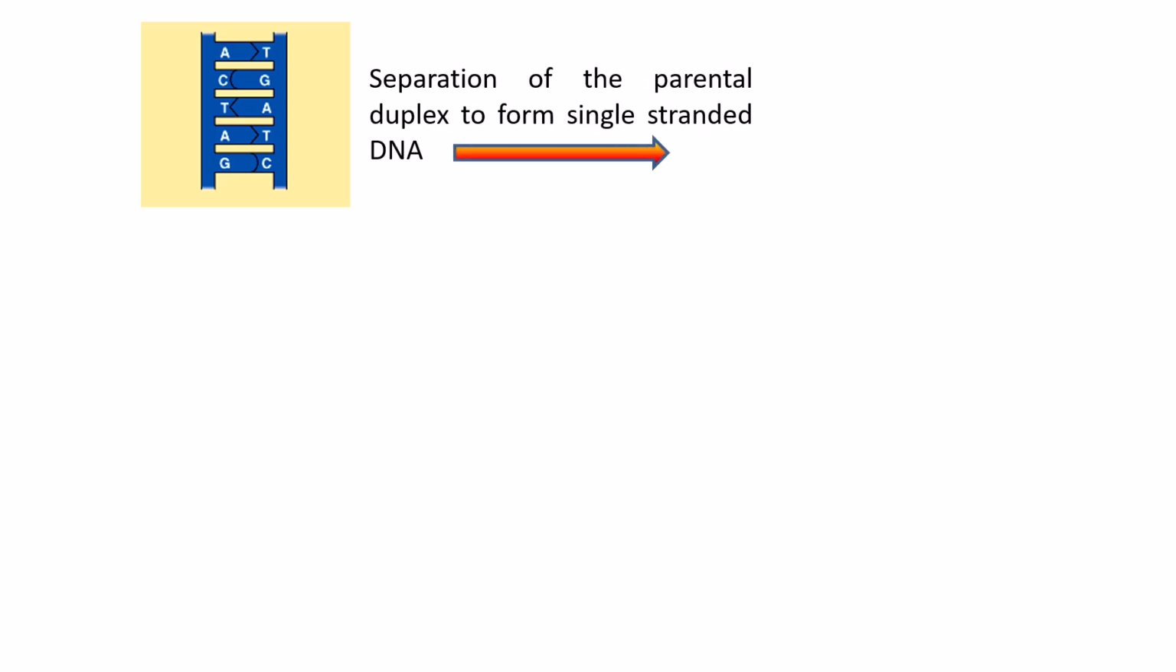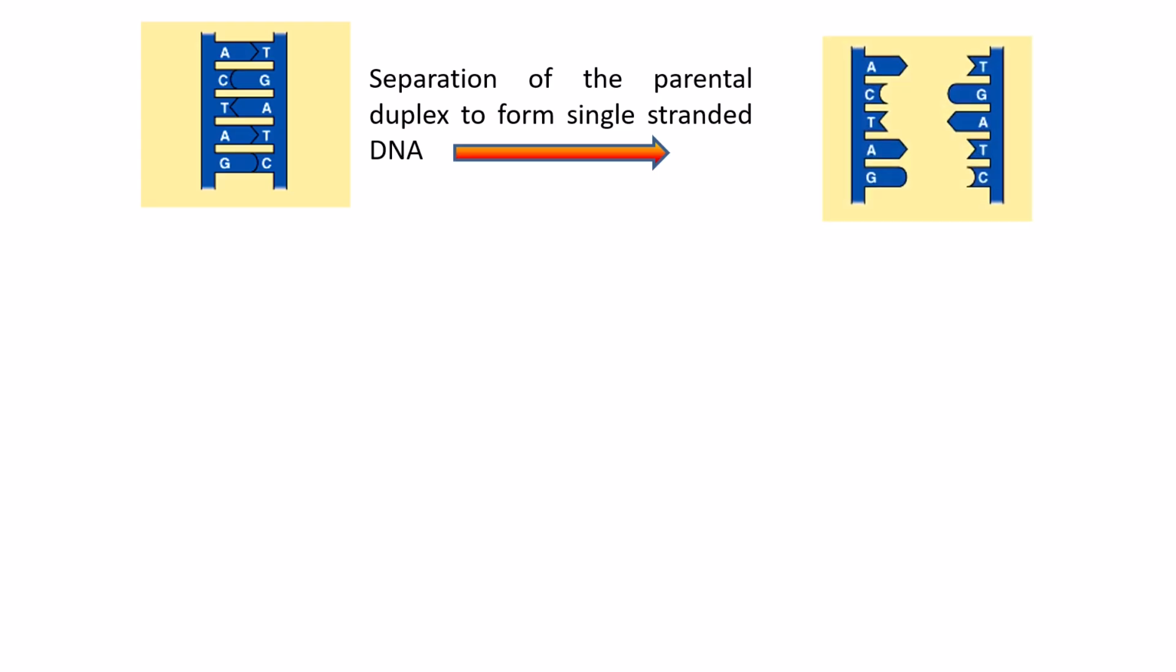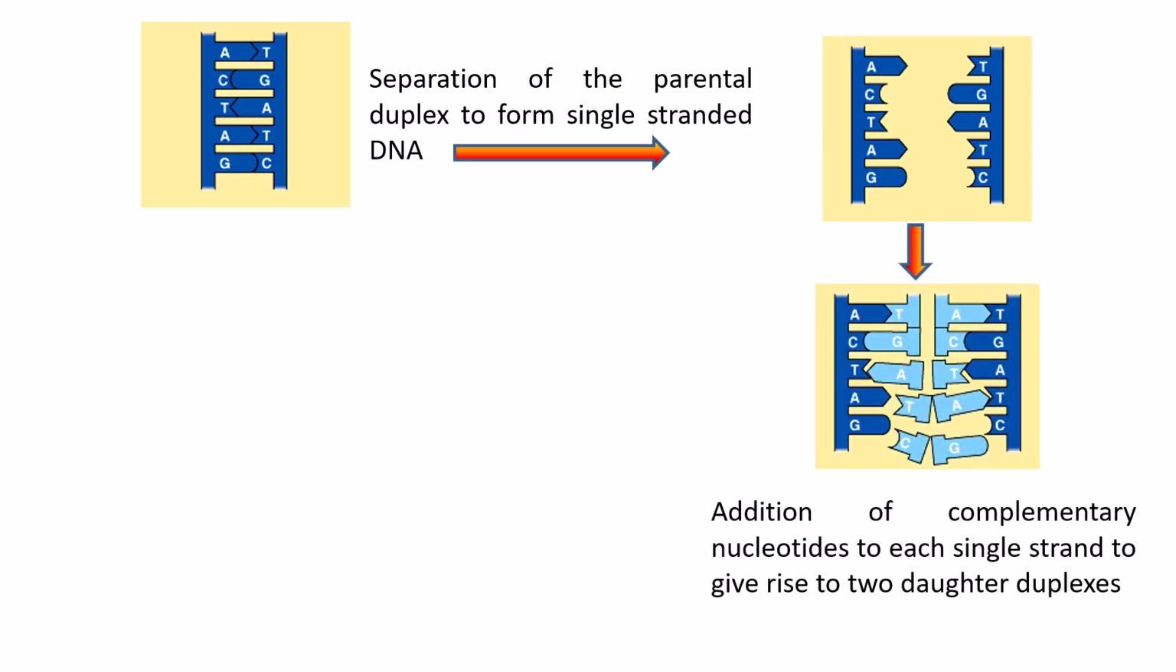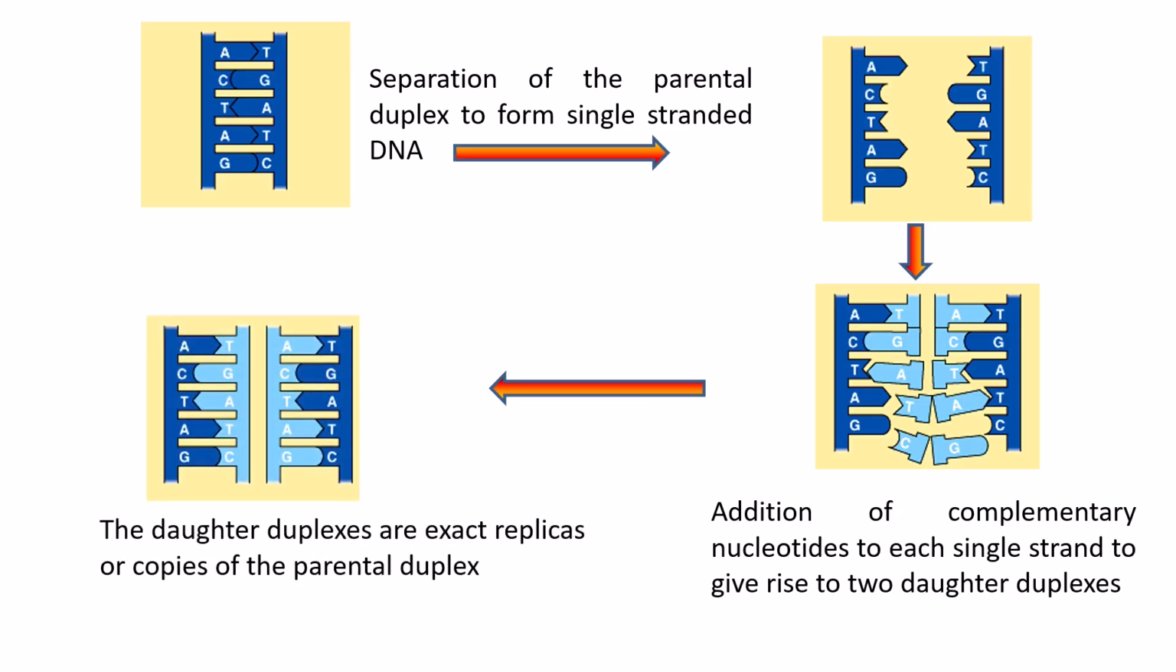This is a double-stranded DNA molecule. The first step is the separation of the parental duplex to form two single-stranded DNA template molecules. Each of them will act as a template, and to this the complementary nucleotides would be added so as to give rise to two completely formed daughter duplexes, which are actually exact replicas or copies of the parental duplex.